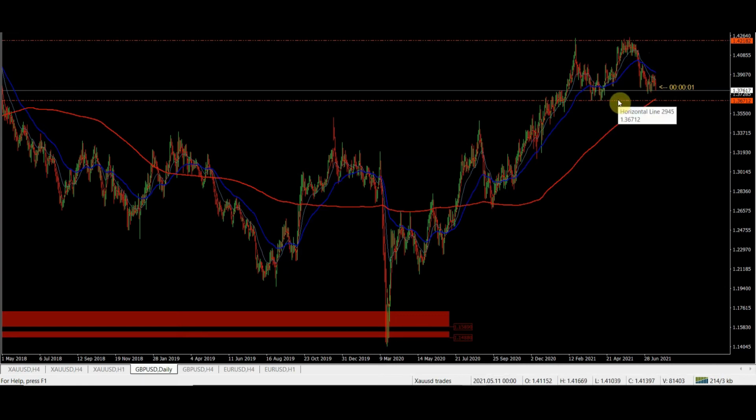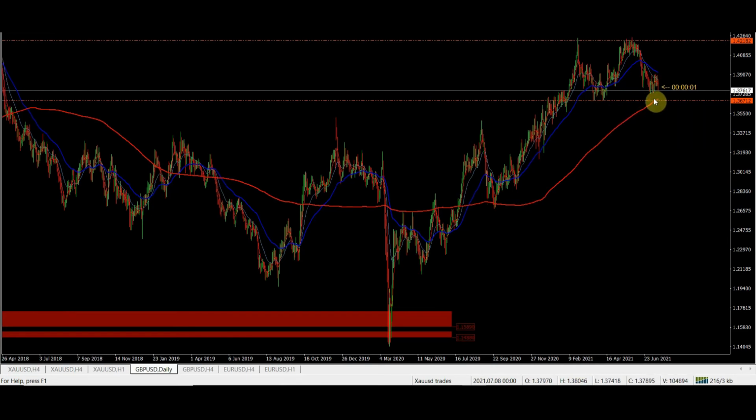But we have to be very careful here. We have the 200 moving average, which is a very, very reliable dynamic resistance and support. As you see here, this support region directly coincides with the 200 moving average. Currently the price is coming back to test that. If it breaks it off, then we're going to have a BMS. Want to know what a BMS is all about?